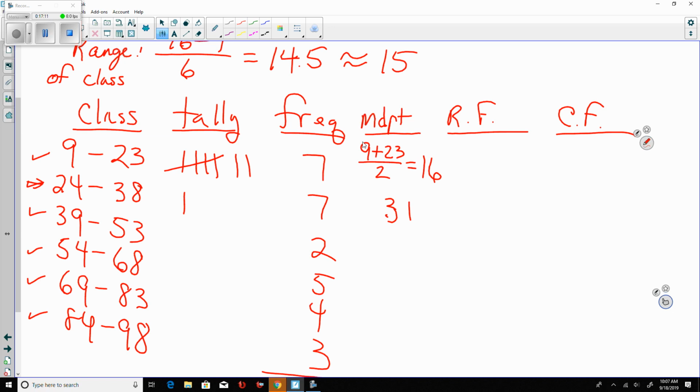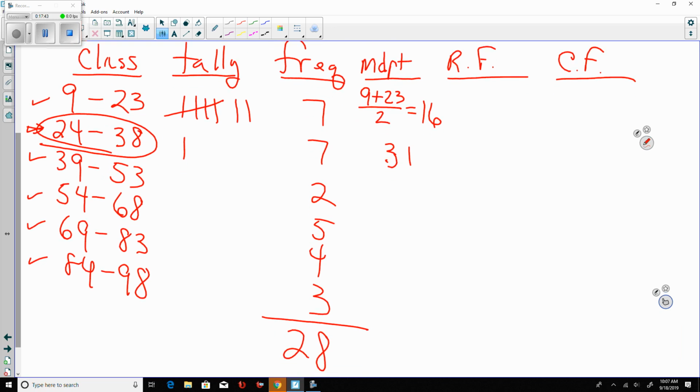31. So if you don't use the fraction button, what it does is it says 24 plus 38 divided by 2, just that 38 divided by 2. So you got to be very careful of that. Make sure your midpoint falls within the class limits. If I get a midpoint of 52 for my second class, it makes no sense, because it's not even in there. And then when you continue on, 16, 31, 46, 61, 76, and 91.